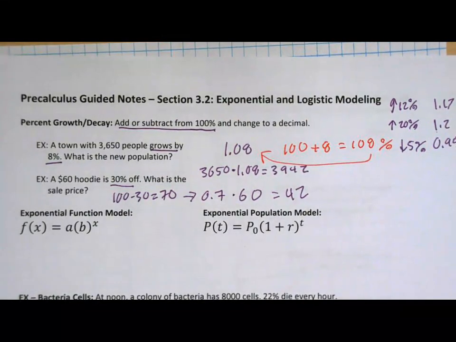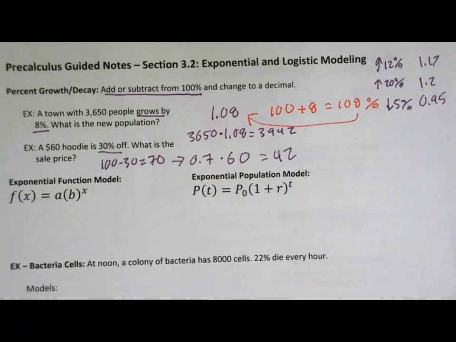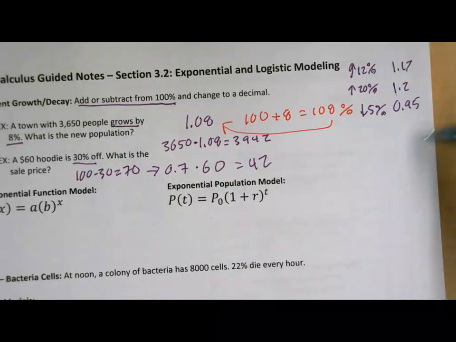So, all right. So we're going to do some modeling, and we'll be using this concept over here to find our B value, our multiplier.